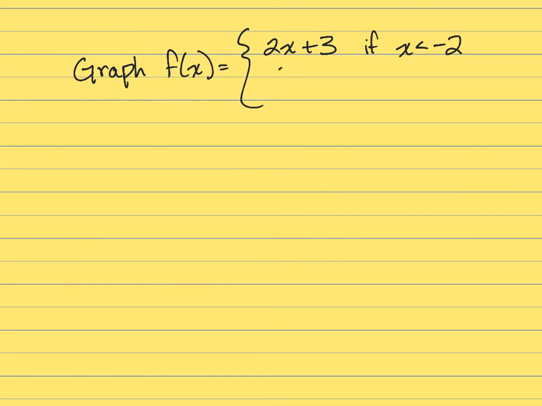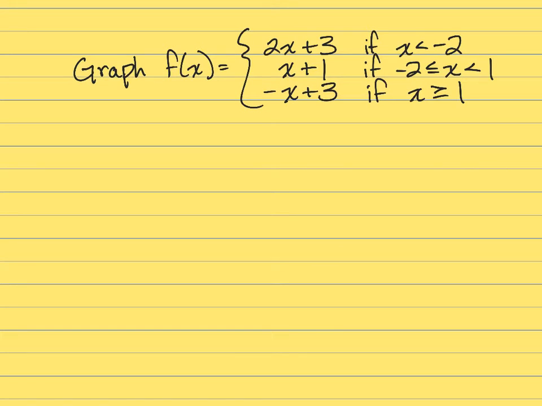The next component is x plus 1, and we'll use this component if x is between negative 2 and 1, including negative 2. And then the next component is negative x plus 3. And we'll use this component if x is greater than or equal to 1.